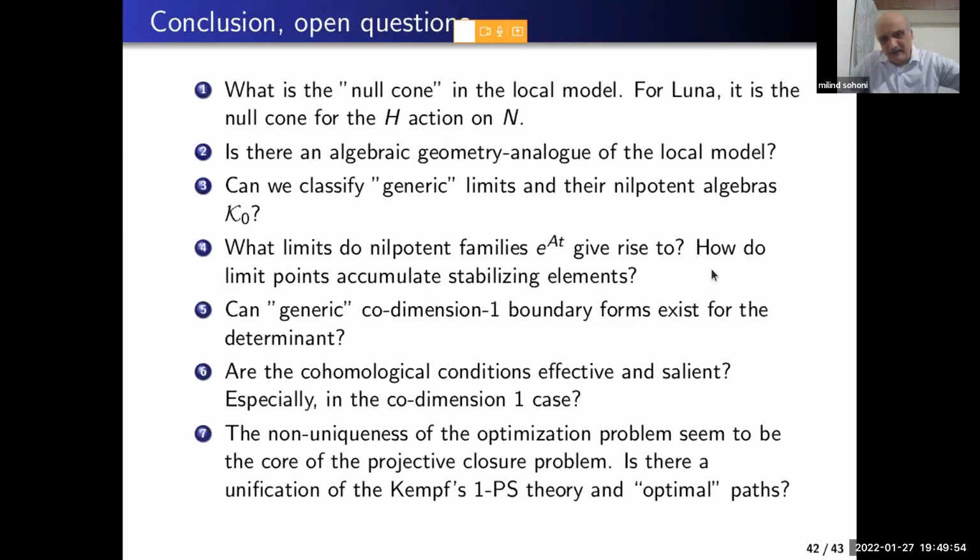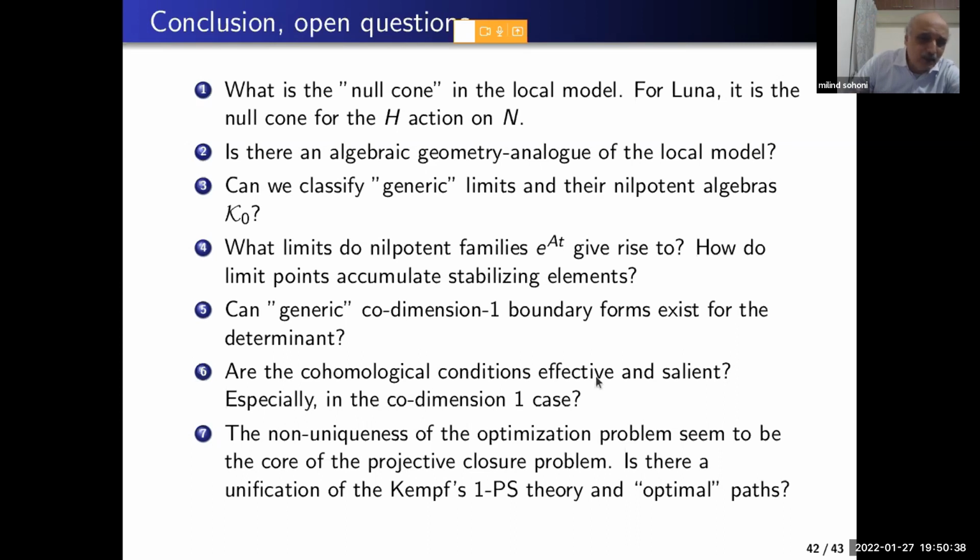So I think there are many open or interesting questions which I will not go into, but they are there. One important point which I'm trying to look at is how do limits actually gather stabilizing elements? If y is going to x, then certainly the one parameter subgroup which is taking y to x becomes a stabilizer of x. So how does x actually gather stabilizing elements? Are they really coming from limits? These are some of the questions which we should work on.